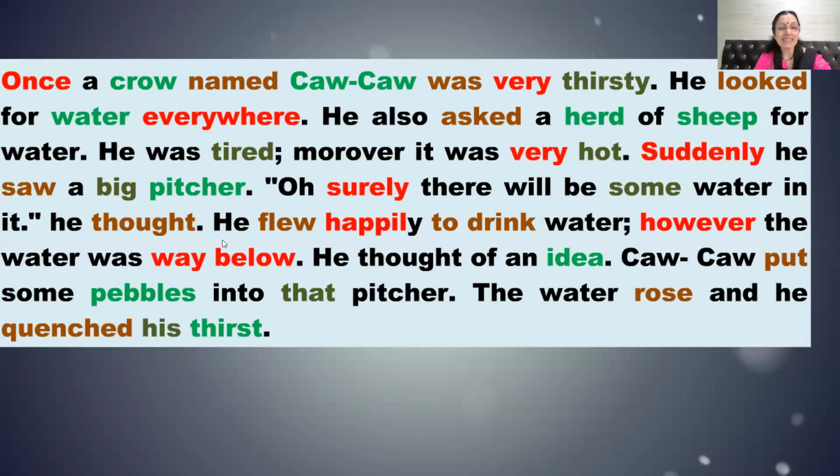Look at this sentence: he flew happily to drink water. Tell me what type of verbs. Flew and to drink are verbs. So flew is which verb? Finite. And to drink is non-finite. Non-finite will not change. See, I want to drink, but the word want will change. Flew will change itself depending on the subject. Okay, clear? So I think more or less you have understood these parts of speech.